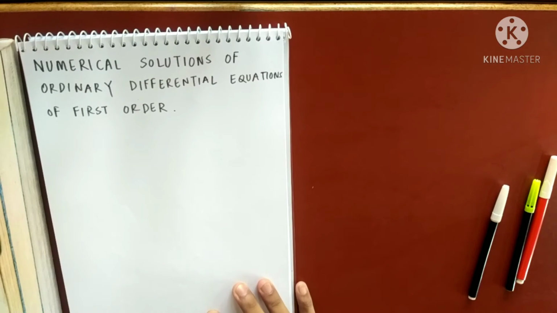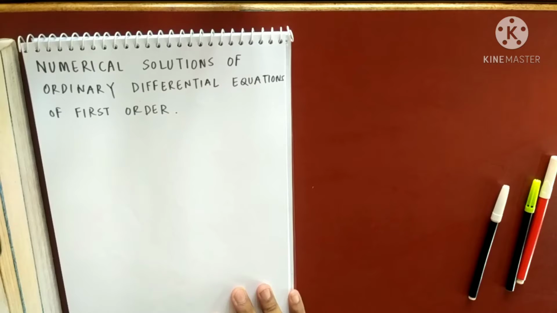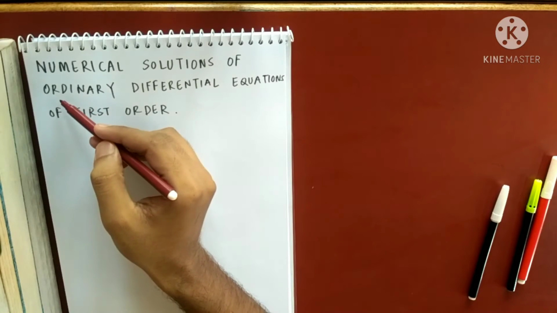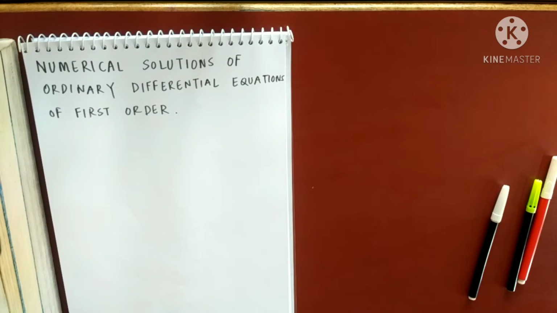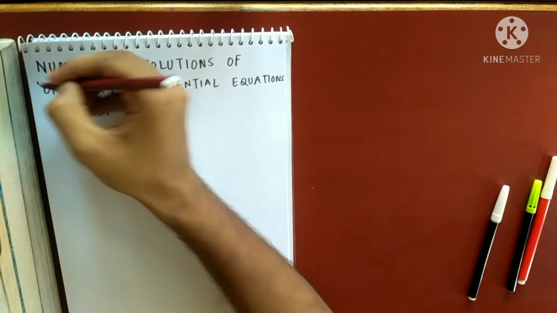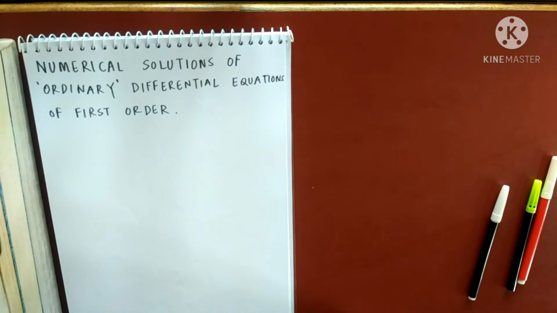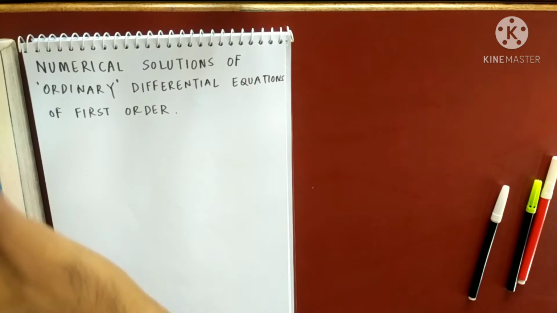So we will do with this topic numerical solutions of ordinary differential equation of first order. So what is the meaning of an ordinary differential equation? I hope you have seen differential equations like d2y/dx2 + 5xy = 0. So this is an ordinary differential equation. The word ordinary here means that there is only one independent variable.